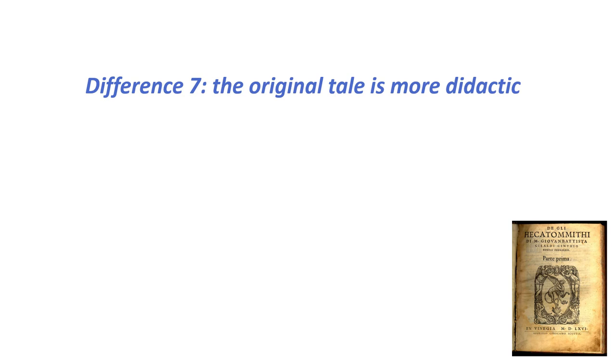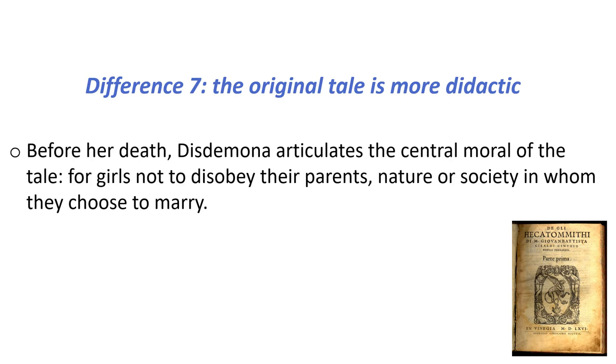Difference 7 then. The original tale, Cinthio's tale, is much more didactic than Shakespeare's version. So before her death, Desdemona articulates in Cinthio's version the central moral of the tale. So girls should not disobey their parents, nature or society by choosing to marry the wrong person. Shakespeare's play doesn't end with any such moral. There's no clear-cut takeaway that the audience will think, right, this is the right thing to do, or this is the wrong thing to do. This just doesn't happen for Shakespeare.